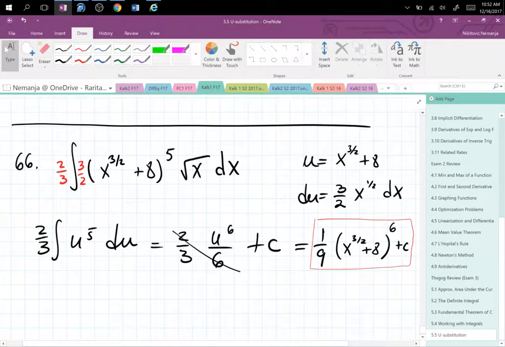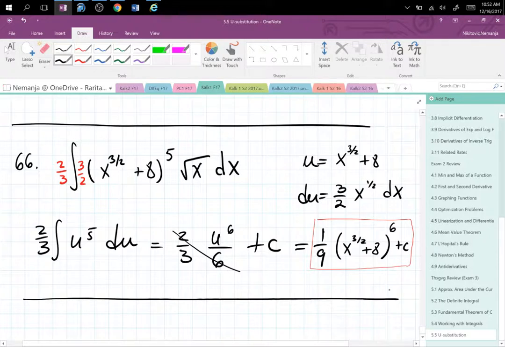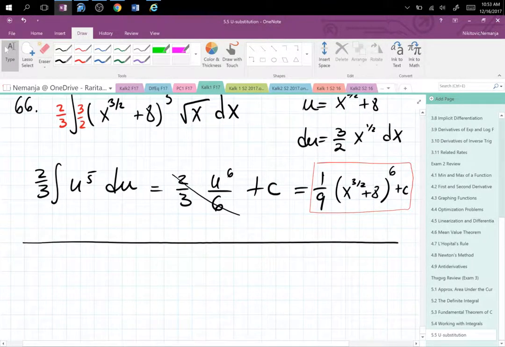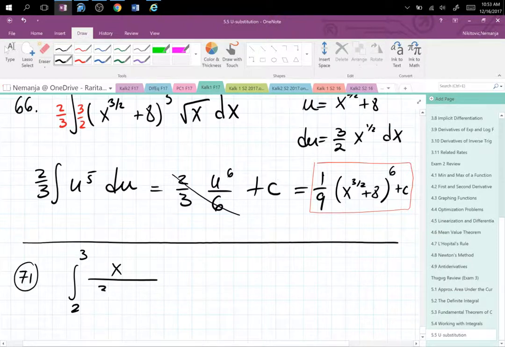And let's do one more with the limits, and we are done. So one more with limits. How about problem 71? Looks fine. So 71 is the integral from 2 to 3 of x over the cube root of x squared minus 1 dx. I can actually put dx in the numerator. It doesn't matter where you put dx.